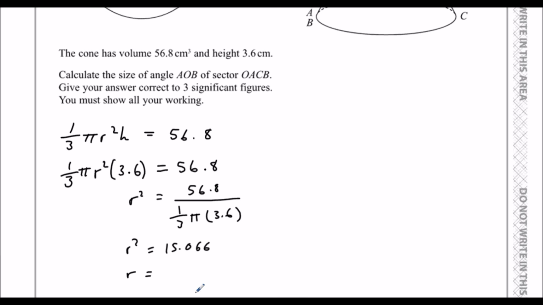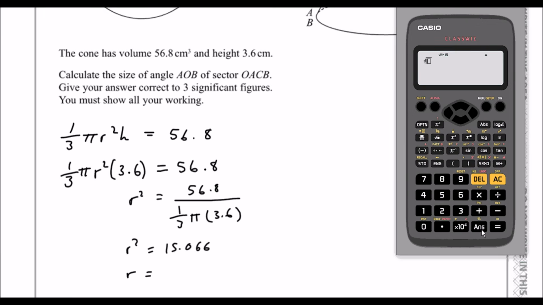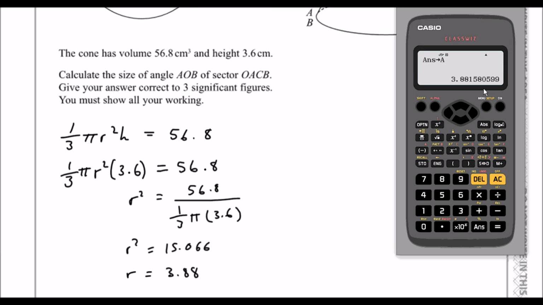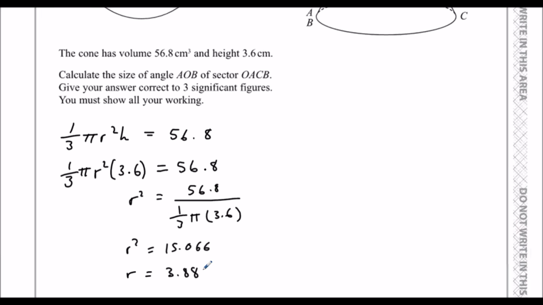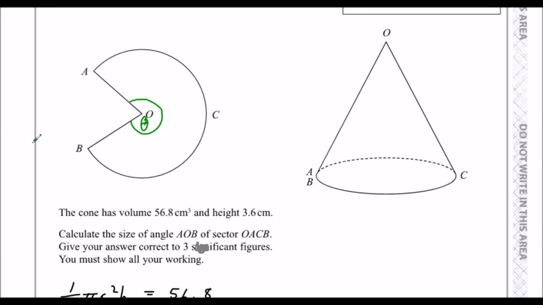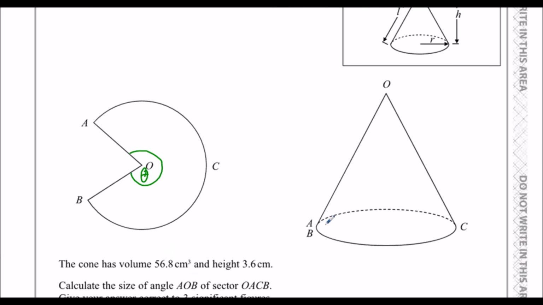So r is the square root of that, which is 3.88. And I'm going to store that as a, because we'll probably be using that again in a minute. R is 3.88 centimeters. So that's the radius of this cone.